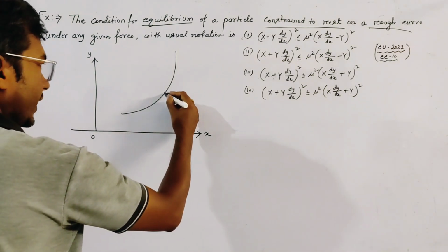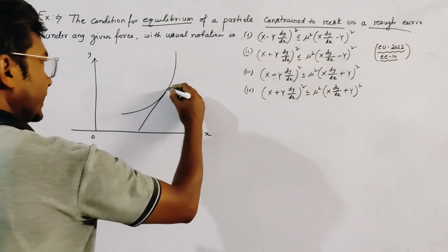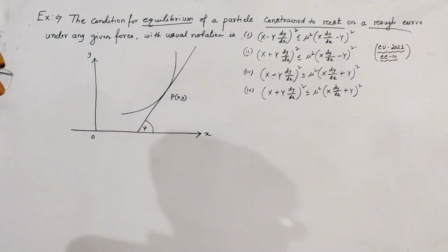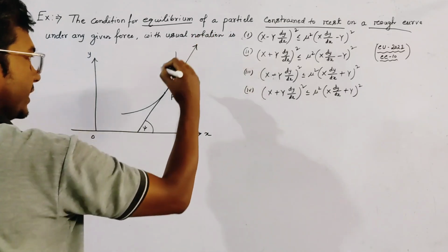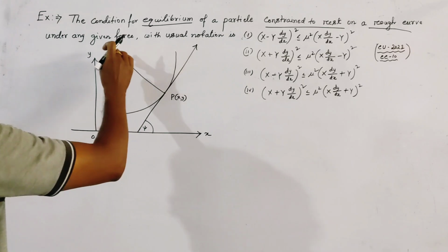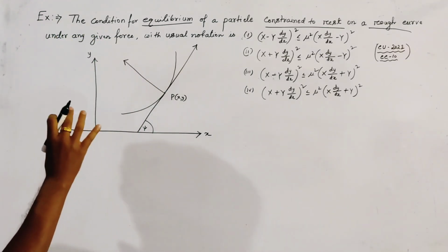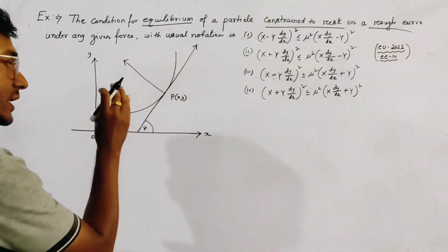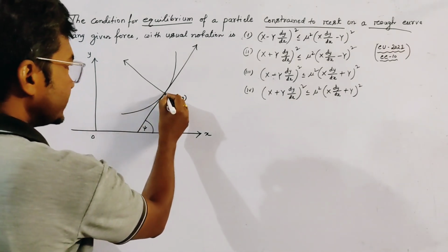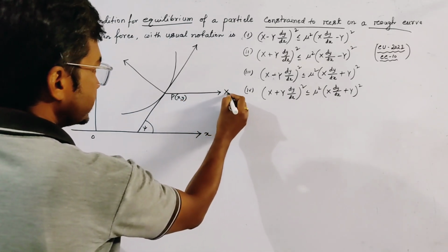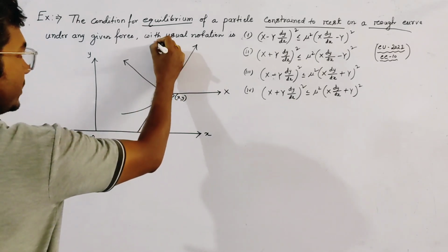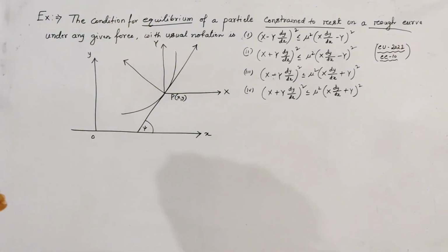And we draw a tangent at the point P. This is the tangent. Let it make angle psi with the positive x-axis. This is the positive direction of the tangent and this is the normal. Let the component of all given forces along the x-axis be capital X, and the component of all given forces along the y-axis be capital Y, in usual notation.